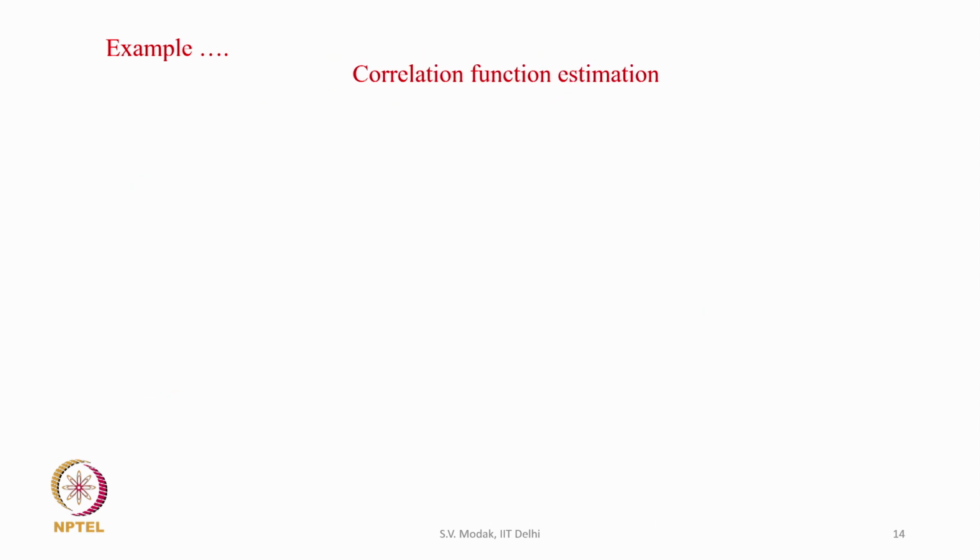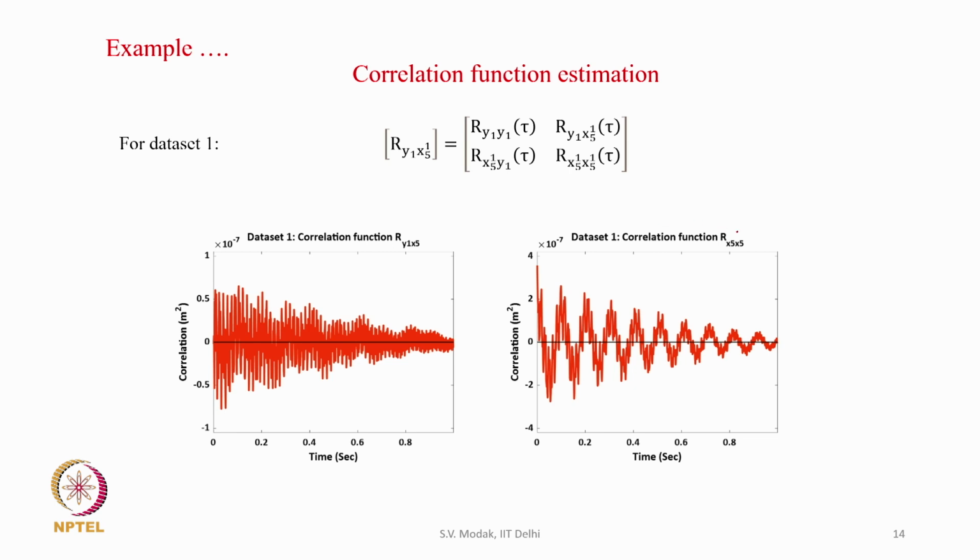Let us now estimate the cross correlation functions corresponding to these 2 signals in the data set. Because there are 2 signals in the data set, we will have a correlation matrix between the reference and roving sensor signals. Let us look at 2 of the correlation functions in this matrix. This is the correlation function R_{x^φ x^φ}, which is the correlation of the reference signal with itself. It is nothing but the autocorrelation function of the reference signal, which is this element in the correlation matrix.